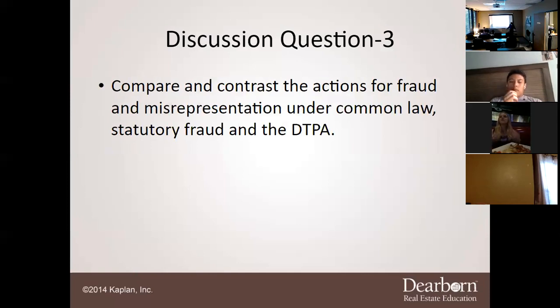Compare and contrast the actions of fraud and misrepresentation under common law, statutory fraud, and DTPA. That is a tough one. I guess for the action of fraud in common law, you could be charged criminally, whereas for the DTPA, it would just be a civil matter. I guess that could be the difference between those two.